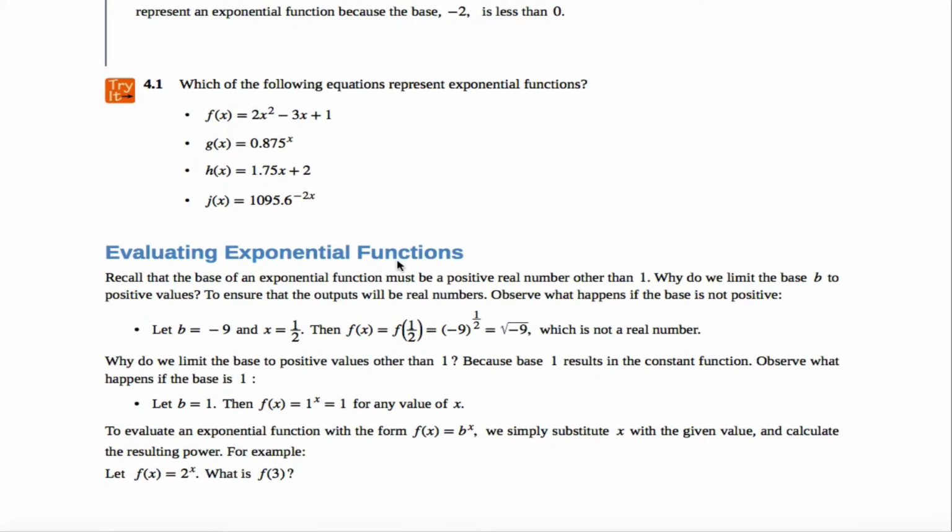All right, here's Try It 4.1 from PreCalculus OpenStax. This problem asks you which of the following equations represent exponential functions. So I'm given four functions here and asked which are exponential functions.